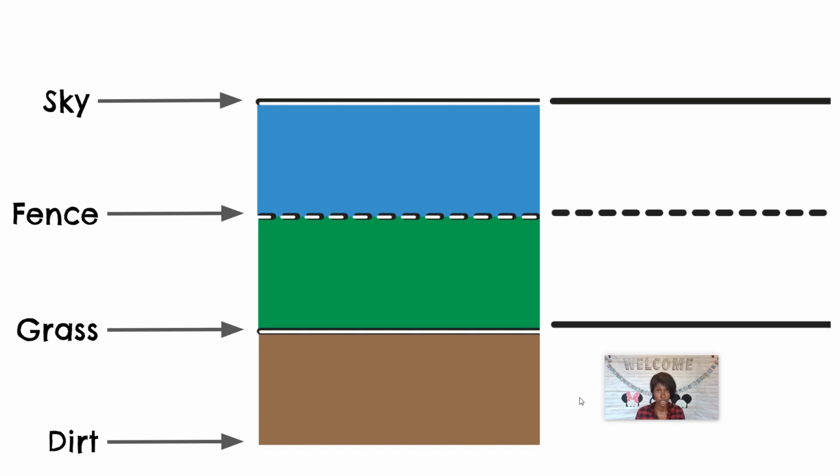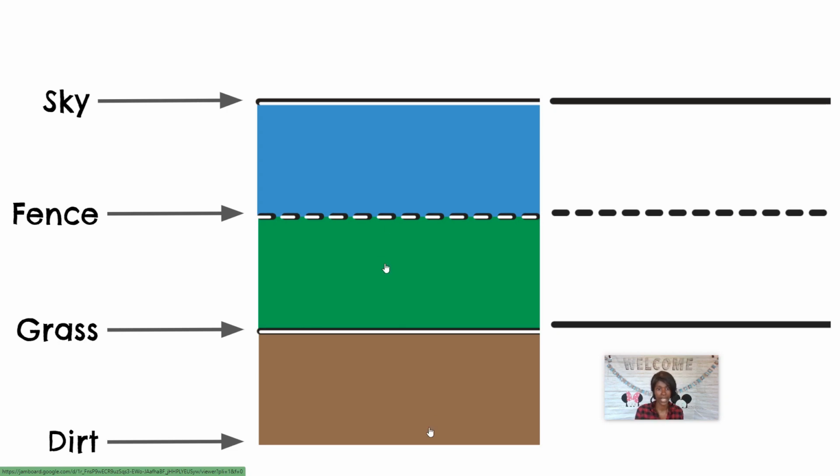So I'm going to show you a template that I like to use, or a piece of paper. This is the paper I like to use. Sky, fence, grass, dirt. The sky is your top line. Your fence is your middle line. Your grass is your bottom line. And your dirt is here at the very bottom, under your bottom line. Here in the sky is where we're going to have all of our tall letters and our uppercase letters, our capital letters.